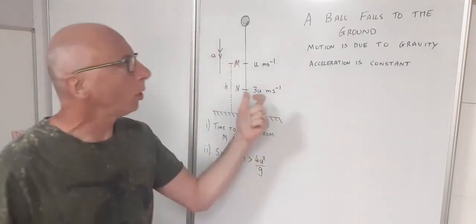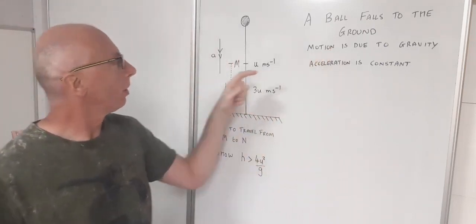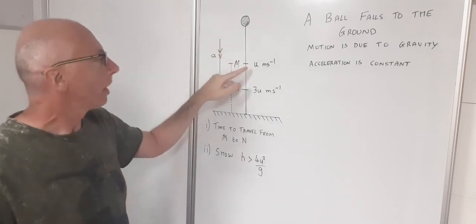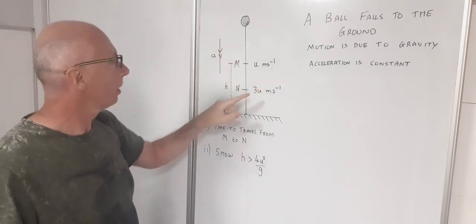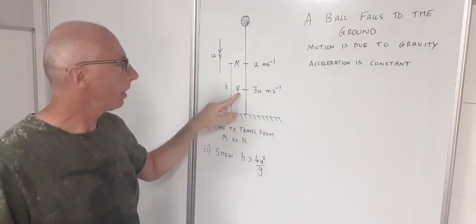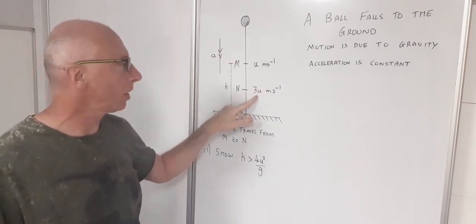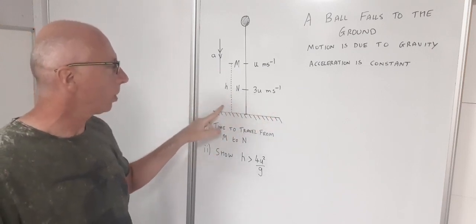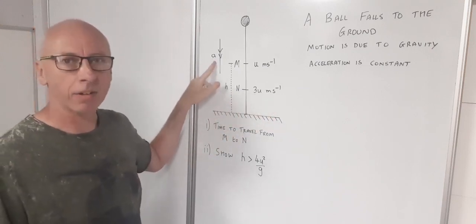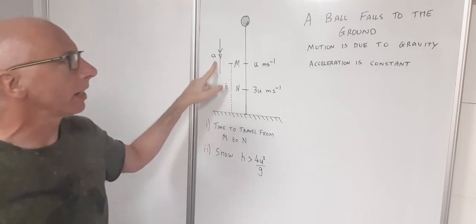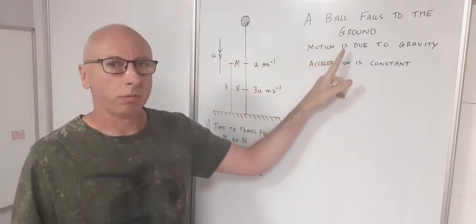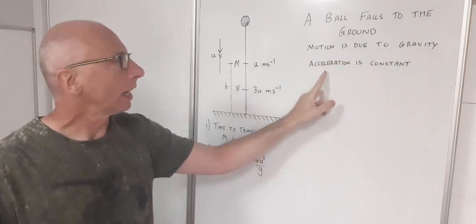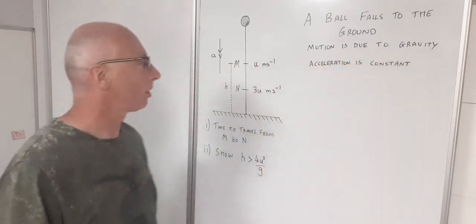So in this question, we've got a ball which falls to the ground from this point here. And when it reaches point M, it's travelling at u meters per second. When it gets to point N, it's travelling at 3 times that speed, at 3u meters per second. We've got a height here, h, and we've got acceleration drawn on the diagram already. Now, as the ball falls to the ground, motion is due to gravity only, and acceleration is constant.